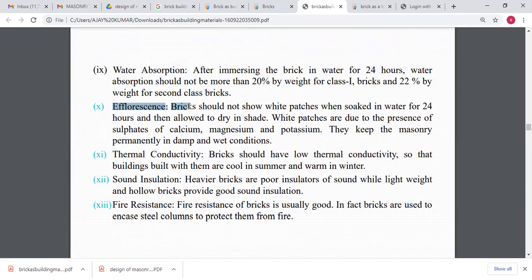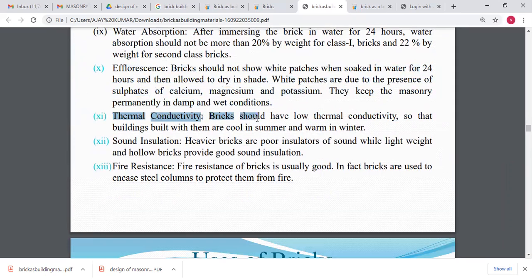Next, efflorescence. A brick should not show white patches when it is soaked in water for 24 hours and then allowed to dry in a shade. White patches are due to the presence of sulfates of calcium, magnesium, and potassium. They affect masonry permanently in wet conditions.